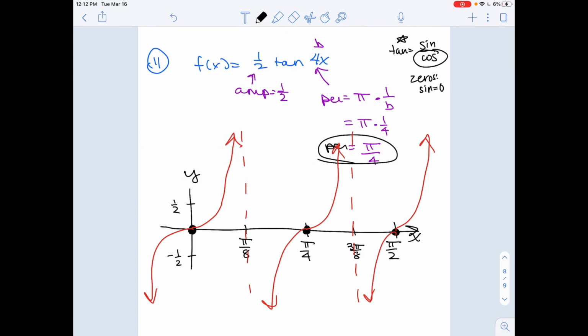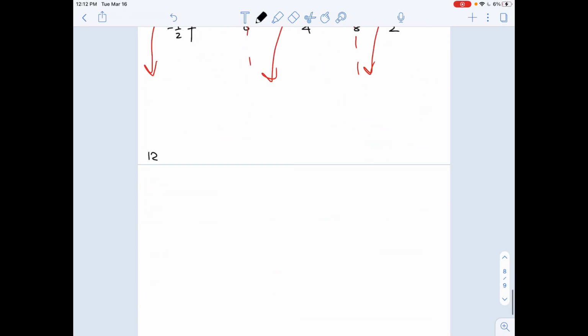If you're struggling with this, could you pick any values for x, plot them, and find this? Absolutely. The tricky part with that is sometimes it's not always clear where the asymptotes are. All right, let's do number 12.